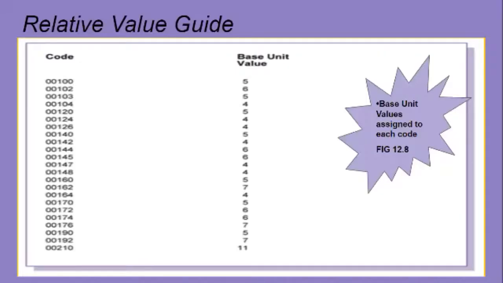So here's a relative value guide. Base unit values assigned to each code. This is figure 12.8 in your textbook. So let's just take a look at CPT code 00100. If we open up our CPT book and we open up to that CPT code, and let's do that now. I'm opening my book to actually read the description of 00100. There we go. Anesthesia for procedures on salivary glands, including biopsy. So that base value unit is going to be 5.